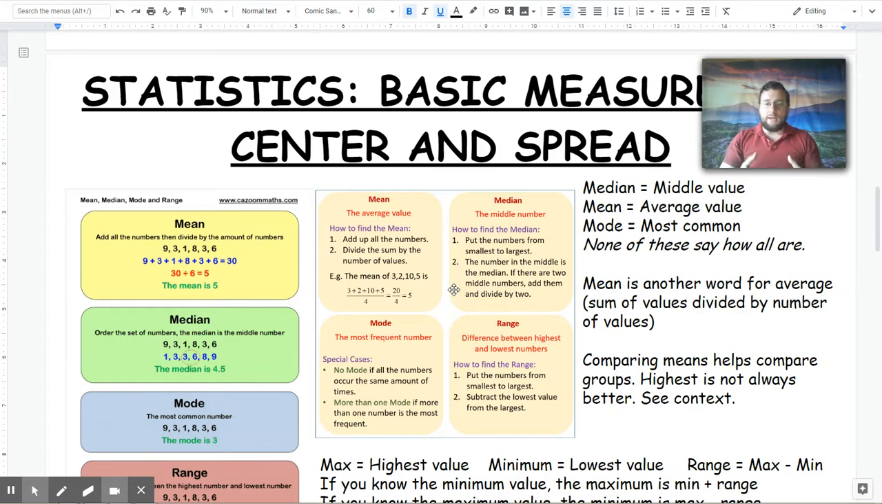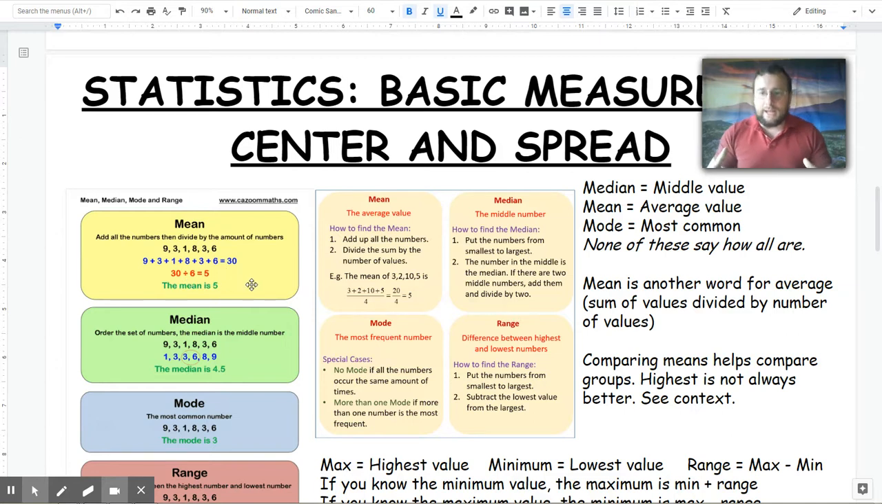Okay, and you get that by adding up all the numbers, which is called getting the sum, all the values in your data set, and dividing by the number of values that you have. So in other words, add all the numbers and divide by the number of numbers. So you see an example over here. We have 3 plus 9 plus 1 plus 8 plus 3 plus 6, which is all the numbers in a set. We add them up and get 30. And since there are 6 numbers in the set, we divide by 6 and get 5 as your mean.